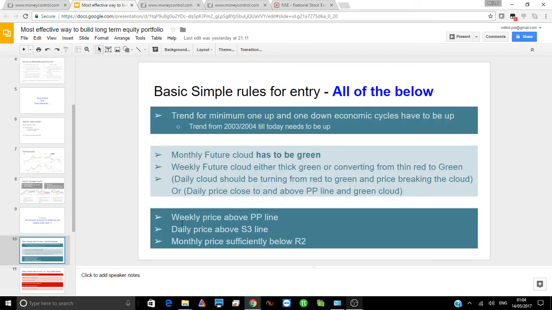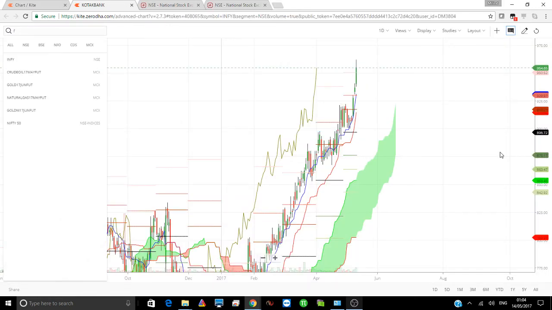Except the pivot point conditions: weekly price is above the PP line, daily price is above the S3 line, but the monthly price is not sufficiently below R2. So I need to wait for it to come down to R2. Till then, can I just keep waiting on this? No, you have got another very interesting thing that I am going to be teaching you.